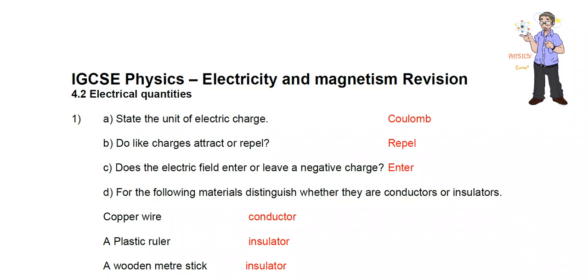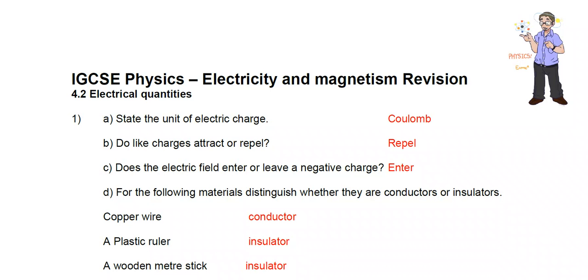4.2 Electrical Quantities Memo. Question 1. A. State the unit of electric charge. Well, it's the coulomb. Do like charges attract or repel? Well, they repel. Does the electric field enter or leave a negative charge? It enters.